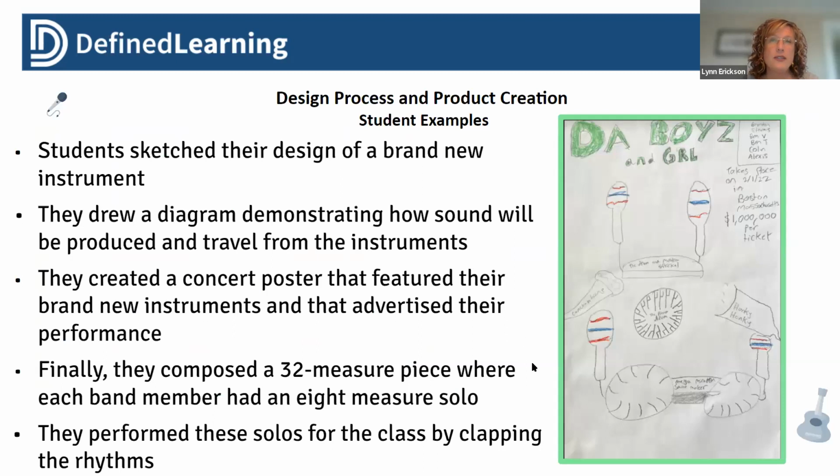So as you can see on the side, that is one of a student project. They sketched their designs of their brand new instrument, drew a diagram demonstrating how the sound would be produced and travels through their instrument, created a concert poster that featured their brand new instruments, and then their advertisement for their performance. And then they composed the 32 measure piece for each band member, had an 8 measure solo, performed that to the class by clapping the rhythms.